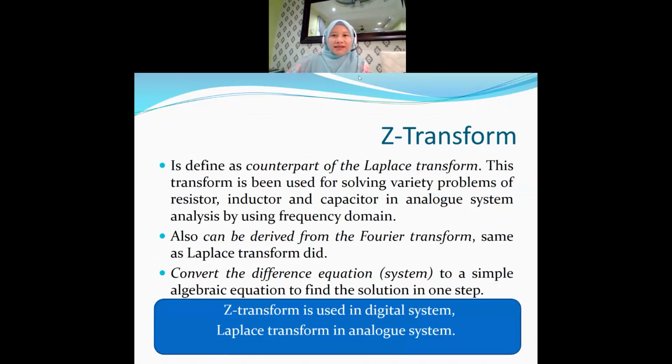Okay, Z transform is a counterpart of a Laplace transform. This transform is used for solving a variety of problems such as resistor, inductor and capacitor in analog system analysis by using frequency domain. So this is for Laplace transform. Laplace transform is used for analog system while Z transform is used for digital system. Z transform also can be derived from Fourier transform, which is the same as the Laplace transform. It converts the difference equation system to a simple algebraic equation to find the solution in one step. So if Laplace transform is used in analog system, Z transform is used in digital system.